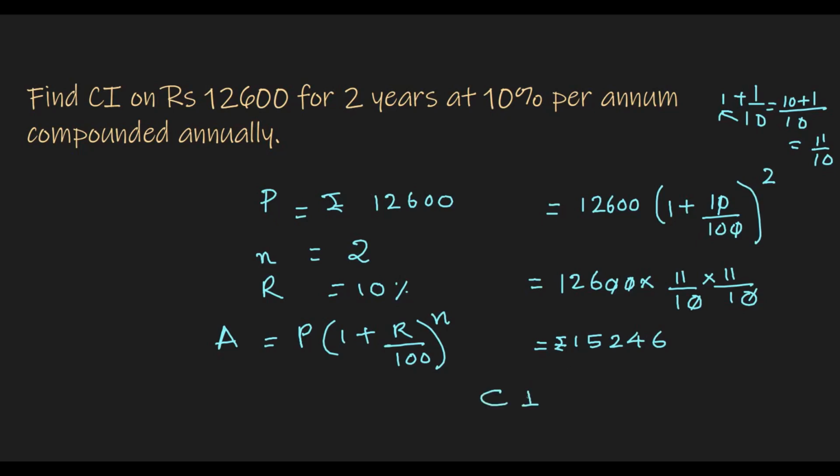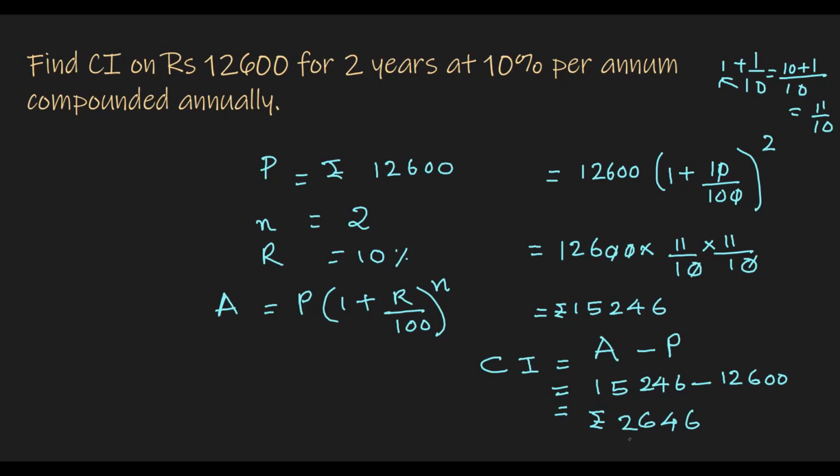Now we have to find the compound interest. How will you find compound interest? Interest you can find by amount minus principal. That is, the amount you got as 15,246 minus the principal amount, which is 12,600, that is rupees 2,646 will be the compound interest.